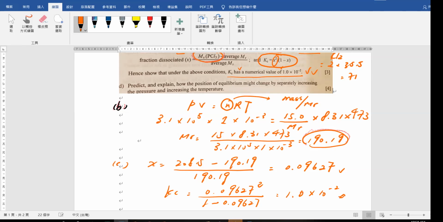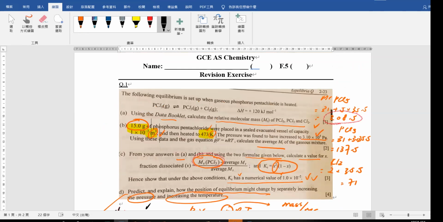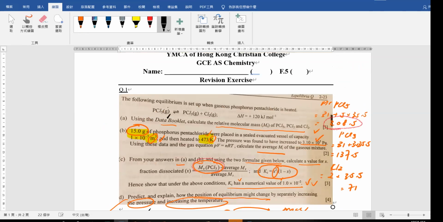Can you see that? Okay, D, predict and explain how the position of equilibrium may change by separately increasing the pressure. Well, this is easy. This is basically Le Chatelier, right? Le Chatelier's principle. Increase the pressure. Okay, let's just take a look at this. Gases, gases, gases. Altogether, one gas molecule, two gas molecules.